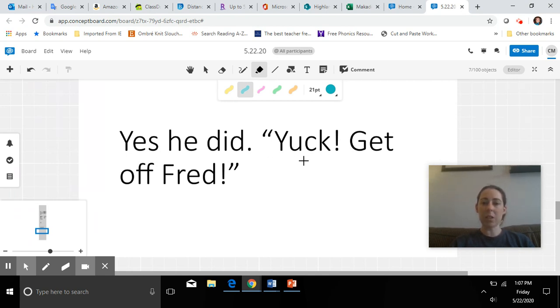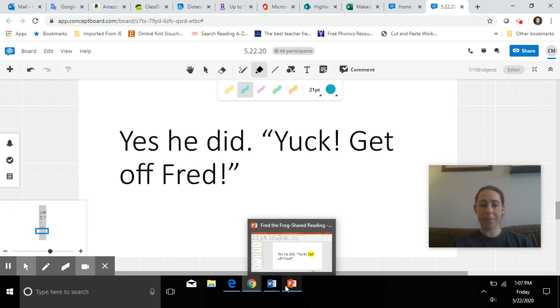I don't know this word, so I'm going to tap it out. Yuck. Yuck. Like yuck. Okay, I think I went through, and there weren't too many words that were tricky to sound out, so I think I'm going to go back, and I think we're ready to practice reading it together.